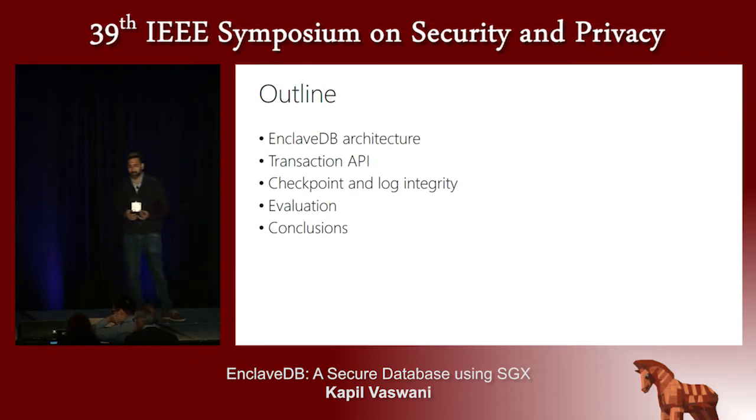Here is the outline of my talk. I'll first describe EnclaveDB and its architecture, and some of the core design decisions that help us get these strong security properties. I'll describe the transaction API that the database exposes, and I'll talk about a key component of EnclaveDB, which is a high-performance protocol for ensuring the integrity and freshness of the checkpoint and the database transaction log. Finally, I'll present a quick evaluation of the system and finish with some conclusions.